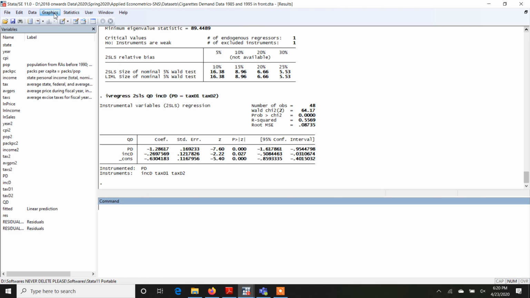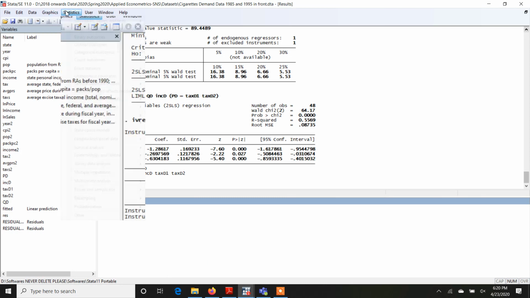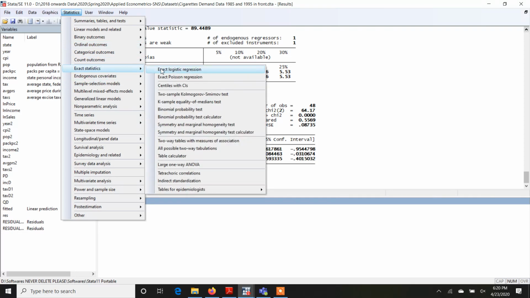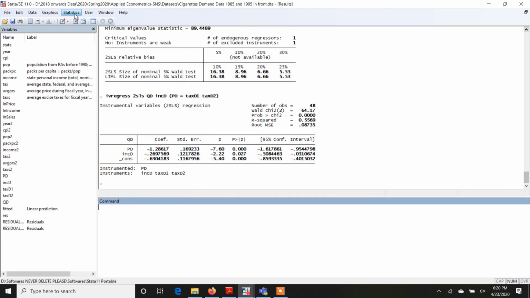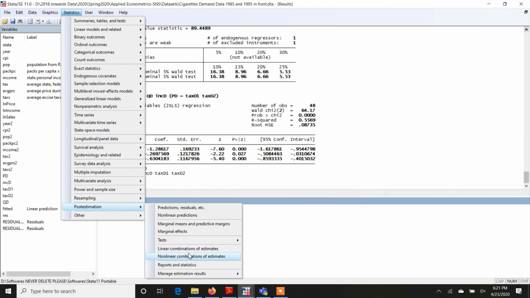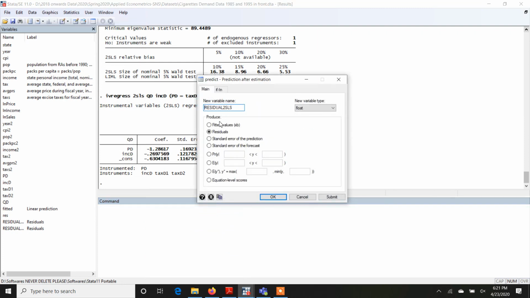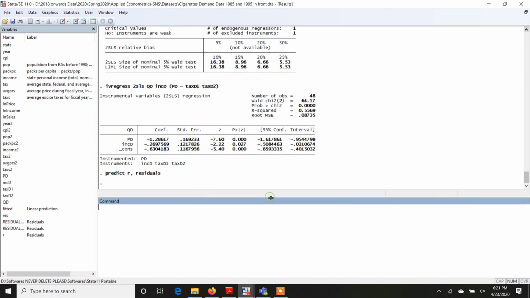I've just run the instrumental variable regression, where I introduced both tax D1 and tax D2 as instrumental variables. For now I press cancel because I've just run it, so I don't want to run it again. So I go to post estimation and click on prediction and residuals. This way I can store the residual values and I can generate any variable name. For example, let's call it R. It's up to us, whatever name I can choose.